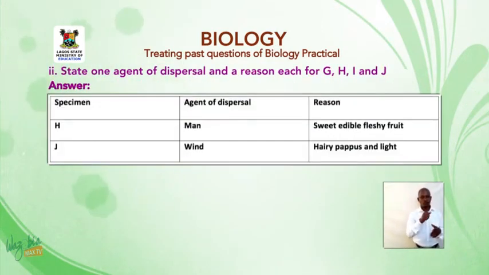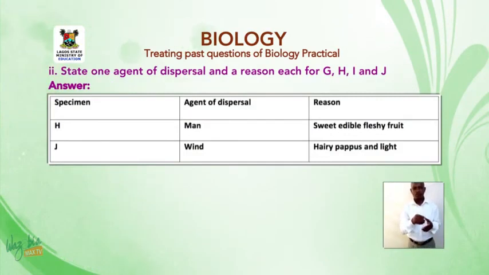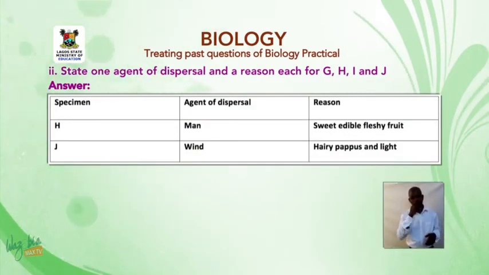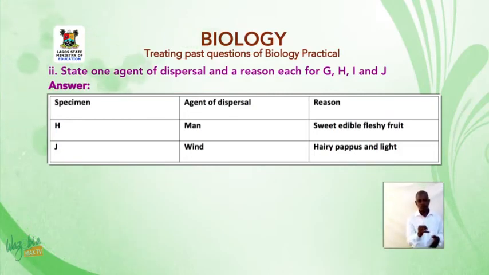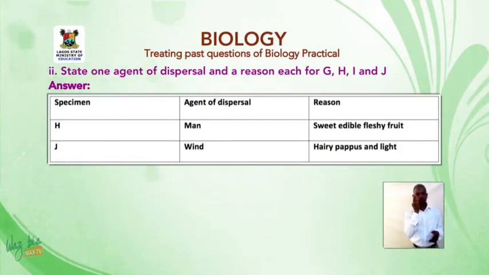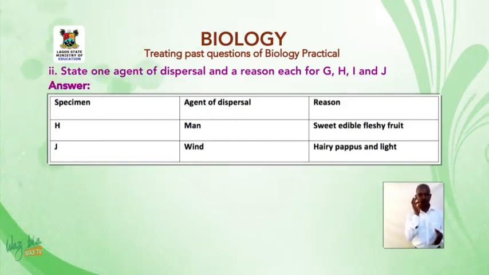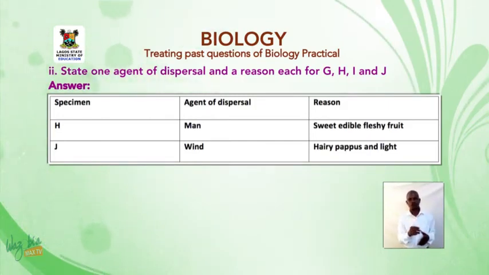State 1 agent of dispersal and a reason each for H and J. For H, agent of dispersal is man. Why? Because the fruit is sweet, edible, fleshy.